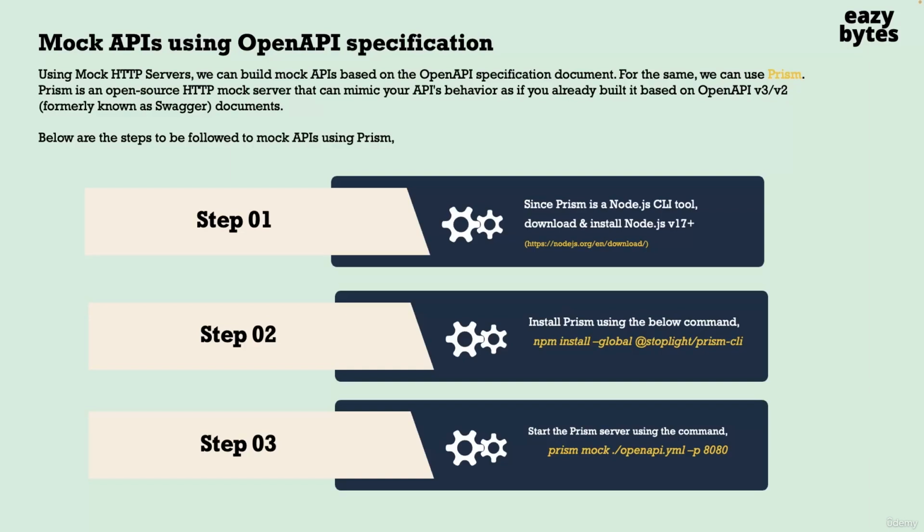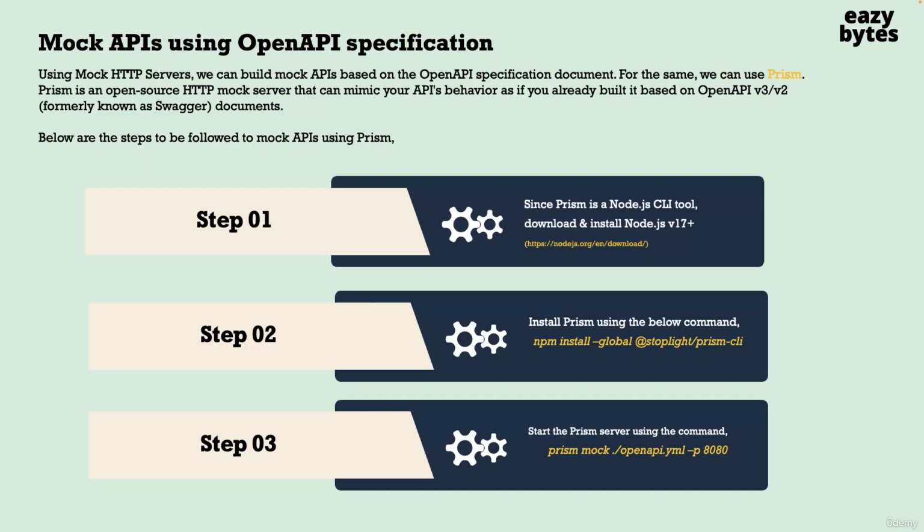This is one of the great advantages where both consumers and producers can start the development in parallel if they have a final copy of the OpenAPI specification. Whenever you want to mock APIs using the OpenAPI specification, there are multiple options, but inside this lecture, we are going to use one of the open source options that we have, which is Prism.